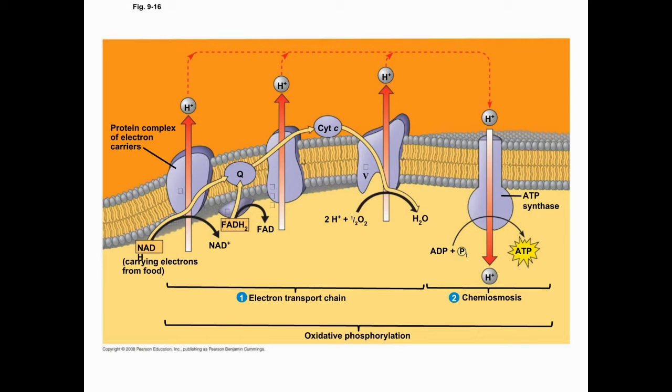And that's it. For every one of these NADHs, we produce 3 ATPs. For every one of the FADH2s, because it comes in further down, we don't quite push as much hydrogen, it produces 2 ATPs.